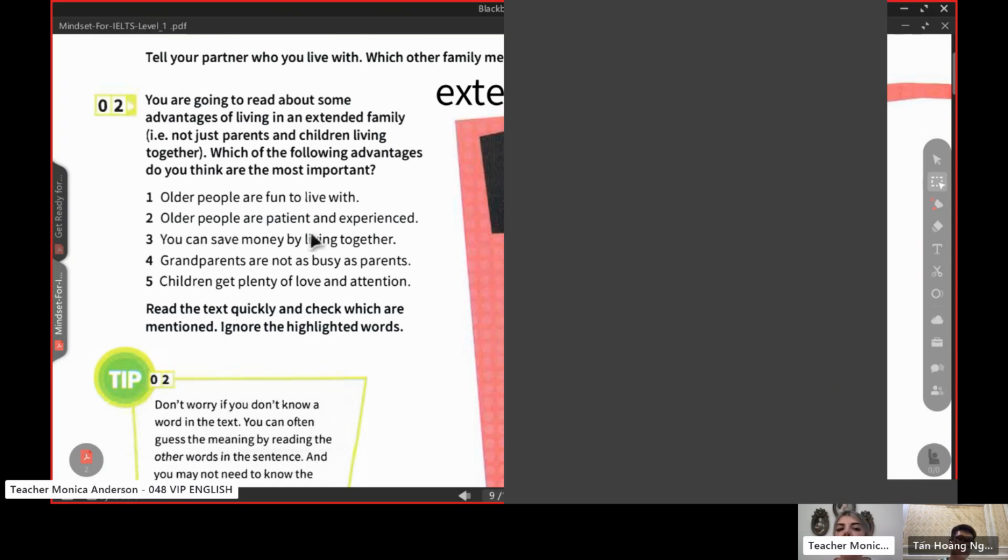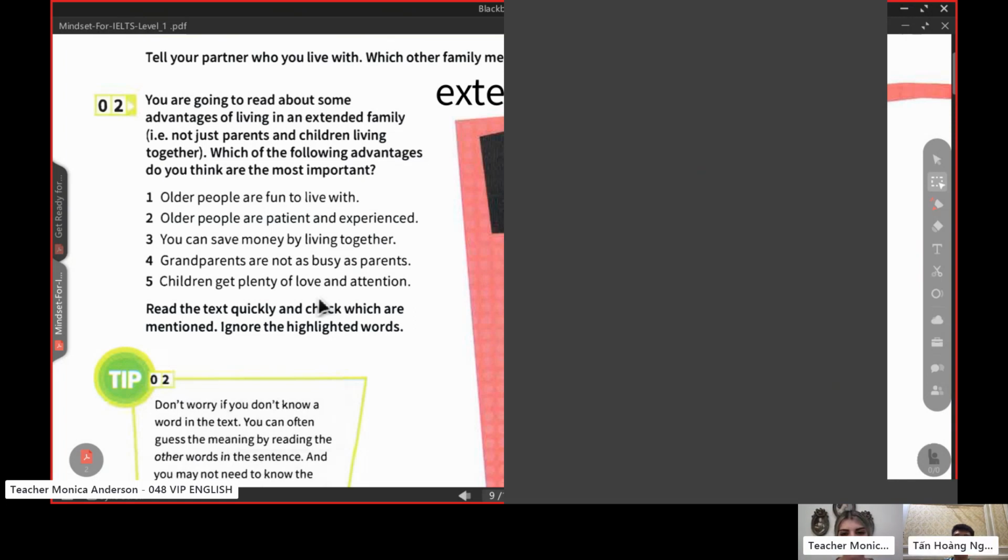Number two, older people are patient and experienced. Advantage or disadvantage? Positive or negative? I think positive. Yes, of course. Advantage. Number three, you can save money by living together. Yes, just with my family. Okay, it's really good. And grandparents are not as busy as parents. Yes, of course. And children get plenty of love and attention when you live with your mom and dad or when you live with grandparents.